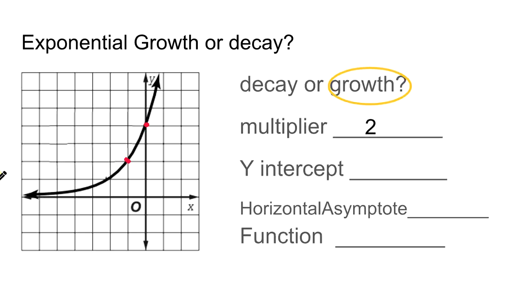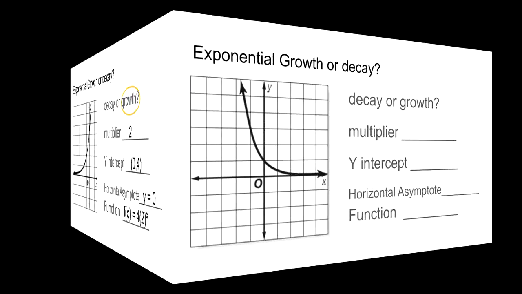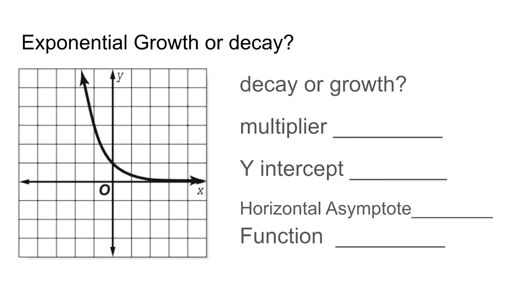Our y-intercept is going to be 0, 4. Our horizontal asymptote is going to be y equals 0. And if I wanted to write a function for this, we're going to say f of x is equal to 4 times 2 to the x power. All right, let's try this one. First, is it decay or growth? Well, it's going down. The y's are getting smaller as the x's are getting bigger, so this means it's going to be decay.